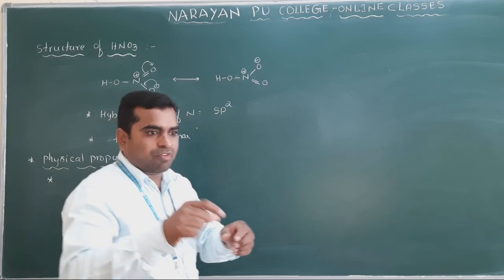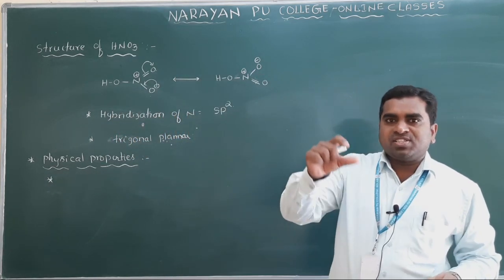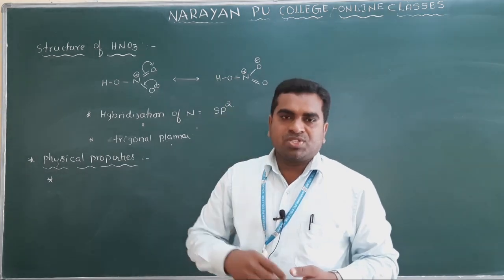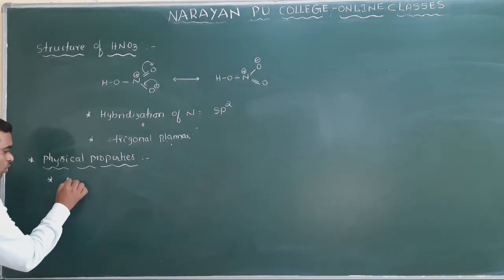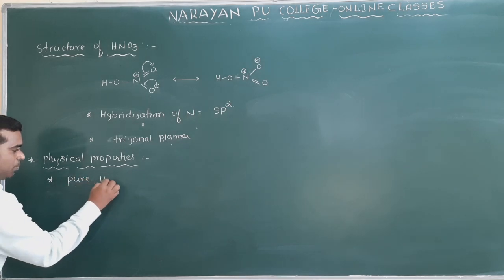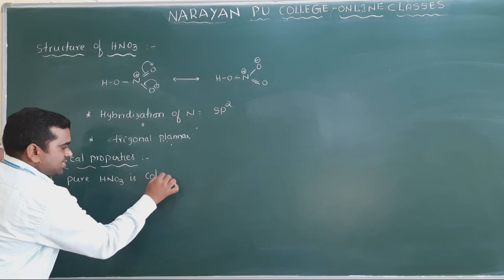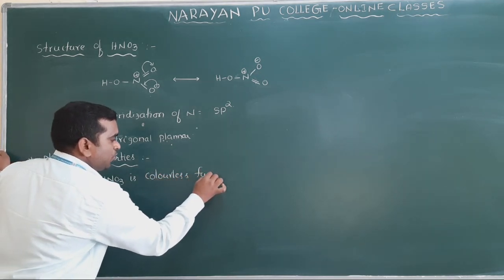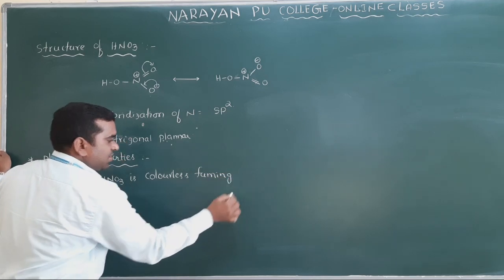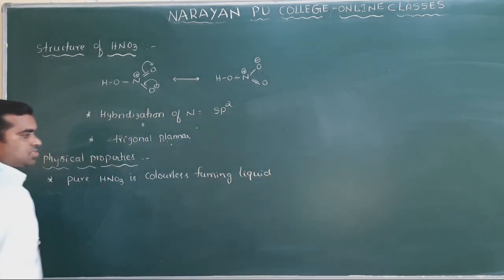If you take it in the laboratory and open the lid of the HNO3 bottle, you will get the fumes. Clear? So that's why pure nitric acid is a colorless, fuming liquid. This is the first point.